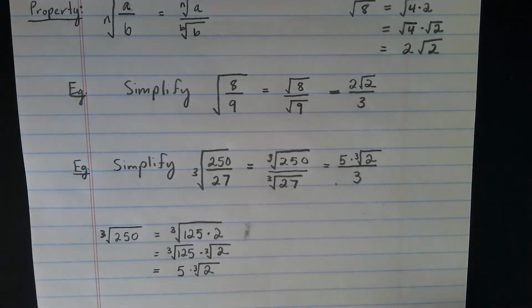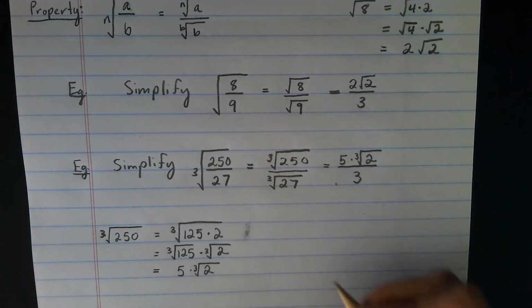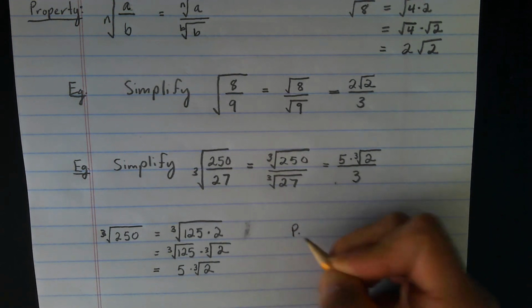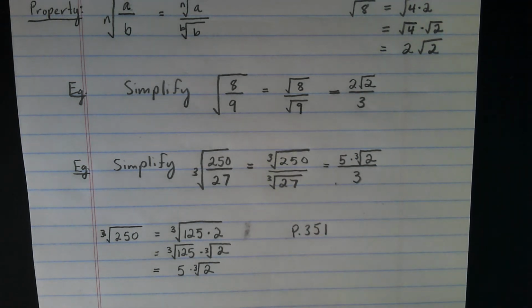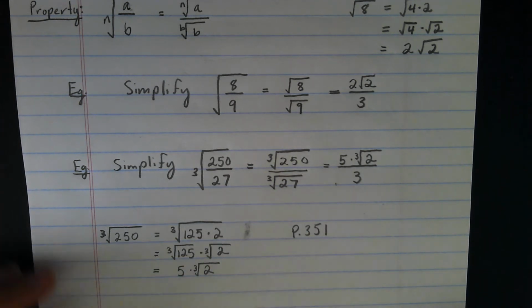Good. So you can probably complete page 351. If I remember correctly, the very last question on the page, the one in the bottom right corner, that one's going to require some factoring. You'll need to factor the denominator for that one. Otherwise, it should be fairly straightforward.